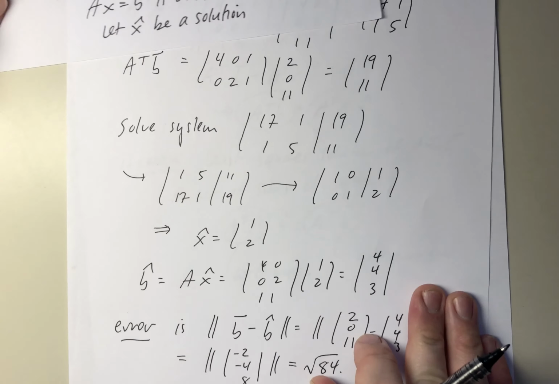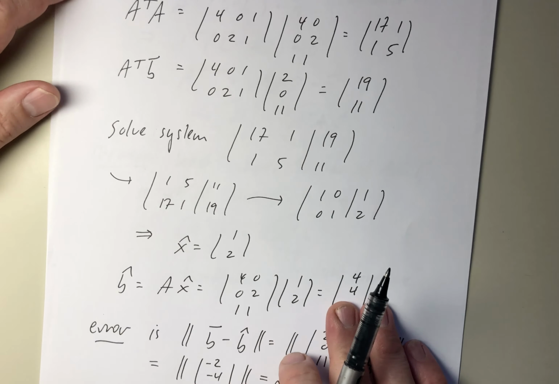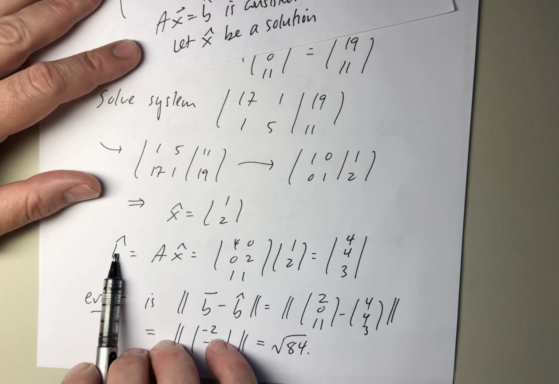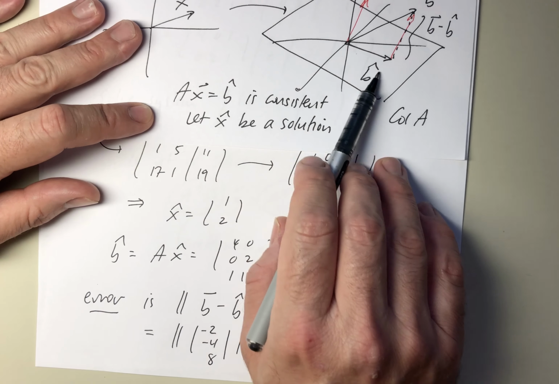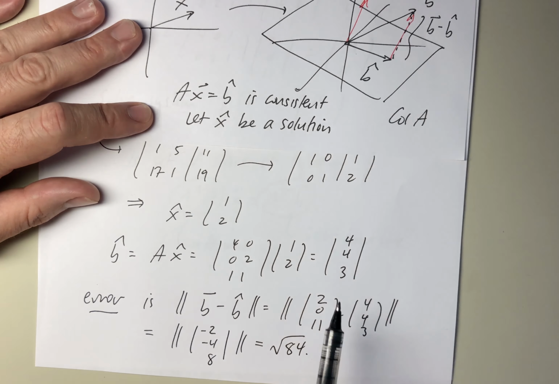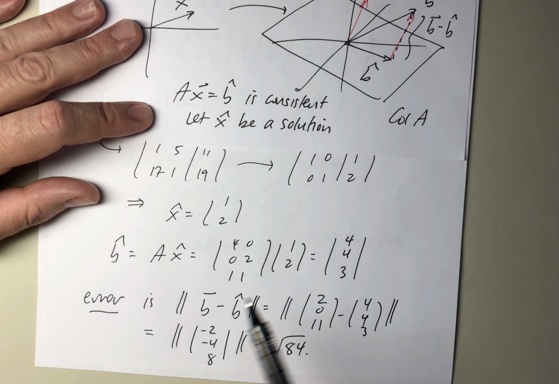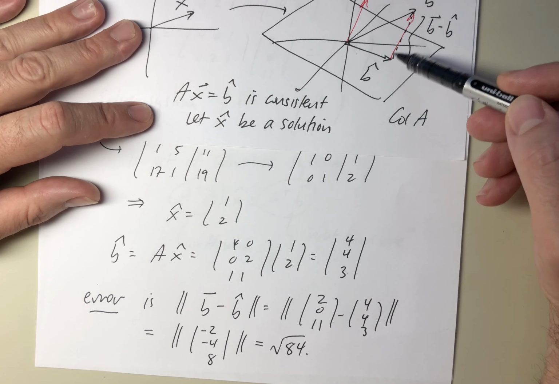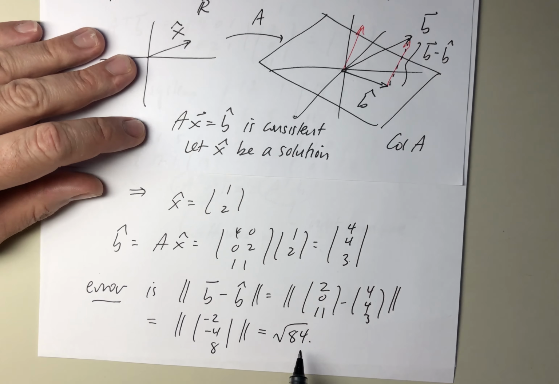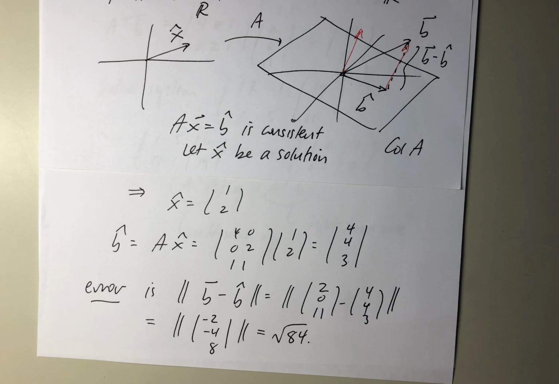Okay, so again, the least squares solution is (1, 2). The b hat, which is the thing in the column space closest to the vector you gave me, is this one. The error associated to this least squares solution is the length of that red vector, which in this case is root 84. So that's it for now. We'll talk about an application of this next time.